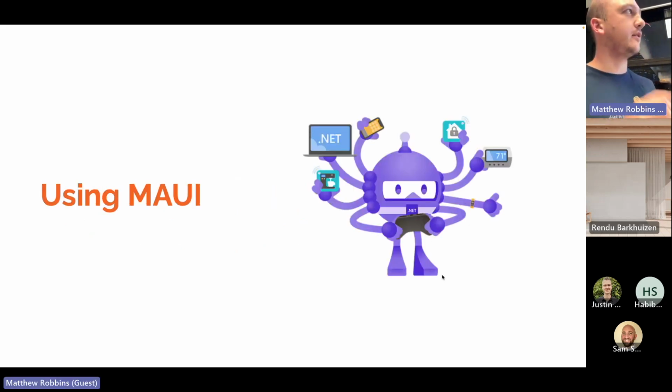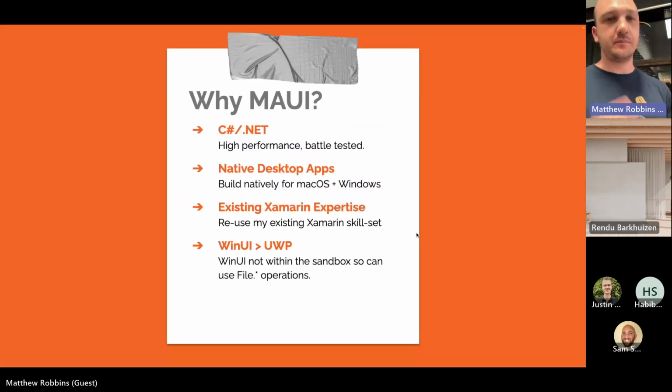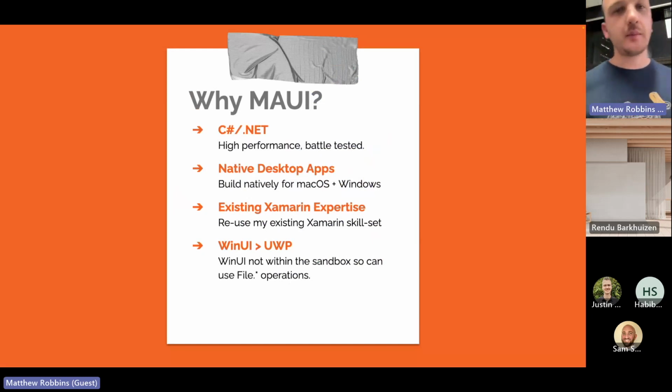So how does MAUI apply to the engineering of this tool? Well, first of all, why MAUI? Many reasons. First, C# and .NET: an amazing language, an amazing toolchain. It's high performance, battle tested, it's been around for ages, and it works really well. MAUI let me build two native desktop apps: one for macOS, which is based on Mac Catalyst, and one for Windows, based on WinUI.